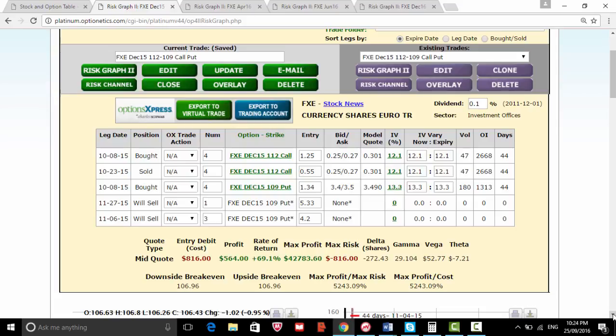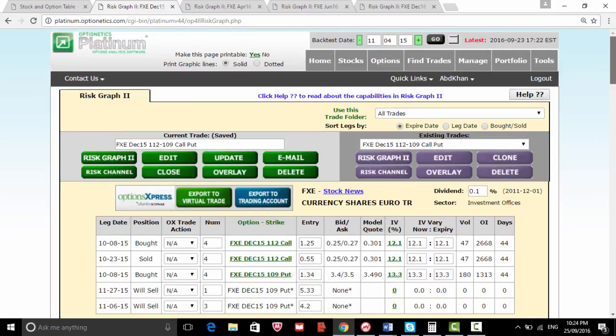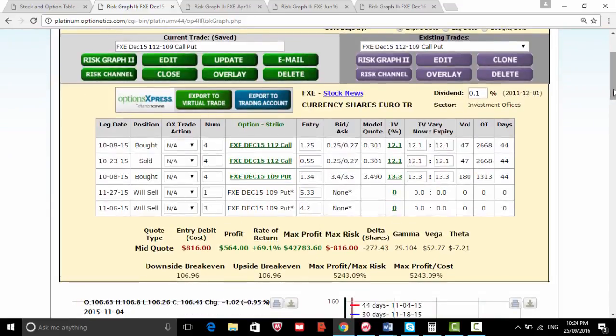Now you can see that on the 4th of November, which is where we are at, that we have in fact reached a profit of 564, which is a 50% return on investment.